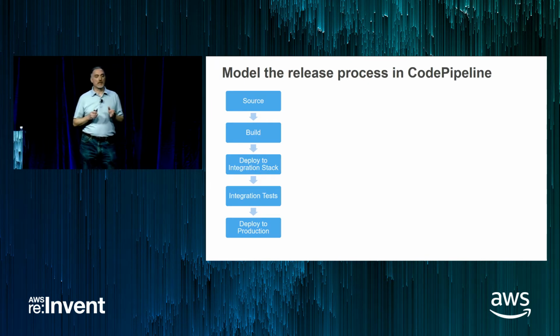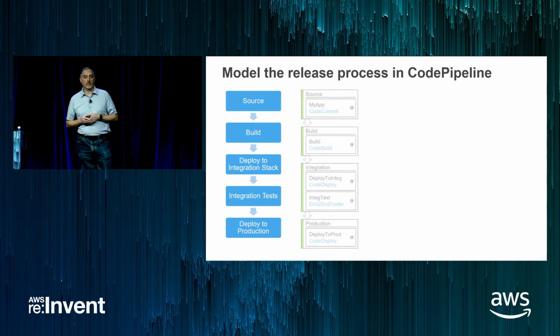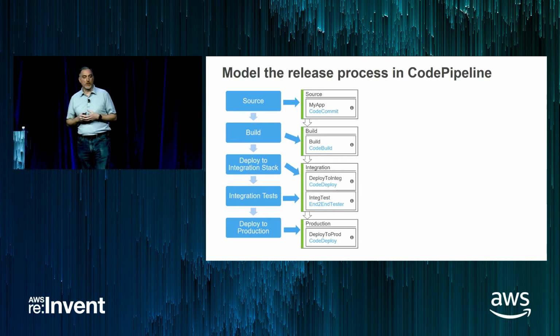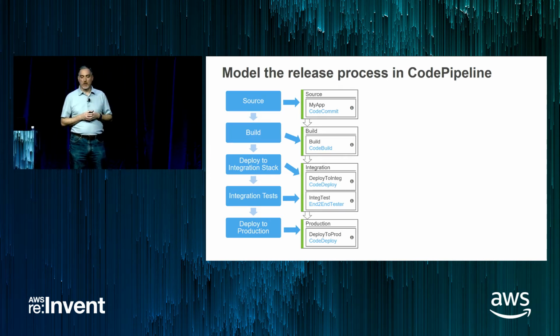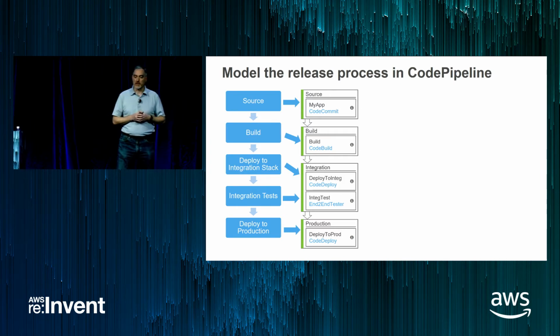OK, now let's translate this abstract release process into code pipeline. Again, you should be able to translate this into whatever pipeline tools you're already using today. So you can see our 5 actions in our end-to-end release process map onto code pipeline like this.